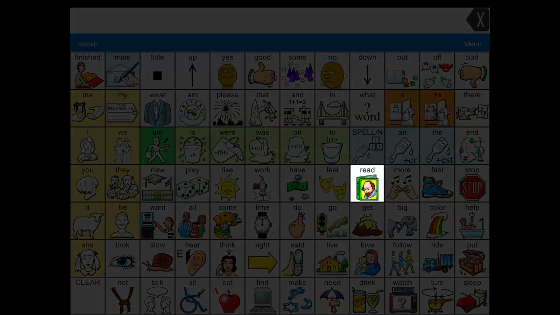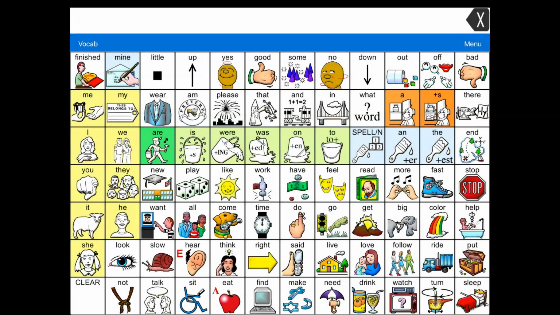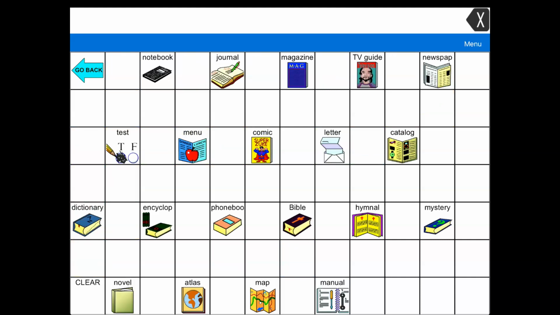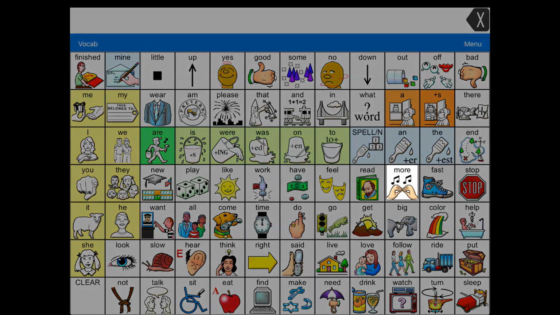The next one is read. It is a picture of a book. It's got William Shakespeare on it. And there we see book up as a noun. We also get a lot of the book words that we might need, as well as materials being a category that's going to open and give us more nouns. Coming in and opening that materials button, take a look at all the different types of books or reading materials that are in there.